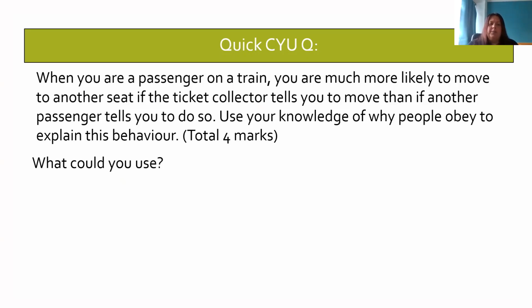The question says, when you are a passenger on a train, you are much more likely to move to another seat if the ticket collector tells you to move than if another passenger tells you to do so. Use your knowledge of why people obey to explain this behaviour. Thinking about what I could use, notice how many marks are available. There are 4 marks available here. As a rule of thumb, you should be writing 4 separate sentences.